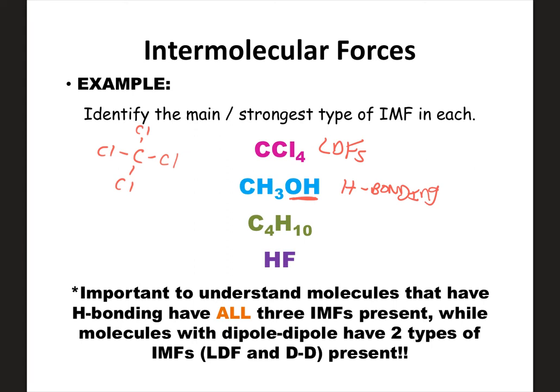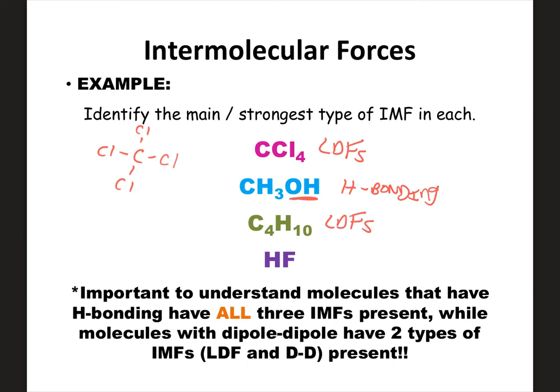For the third one here, we have C4H10. That's going to be butane. Just seeing hydrogen doesn't mean it has hydrogen bonding. There's no nitrogen, oxygen, or fluorine in it that the hydrogen is bonded to. So that's out. If you draw this molecule, it's just going to be a chain of carbons with hydrogens attached to all of them. It's going to be completely non-polar. So this one would be LDFs as well.